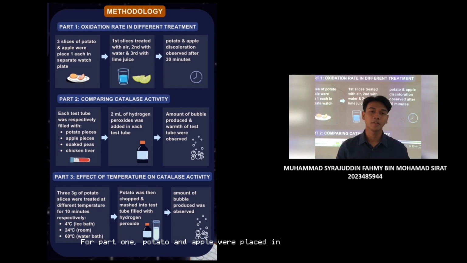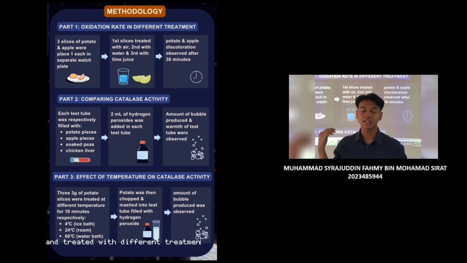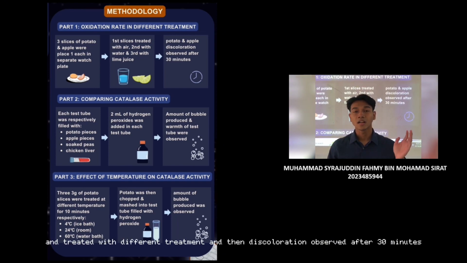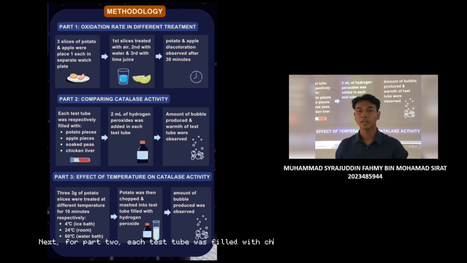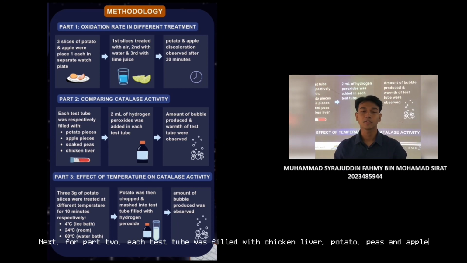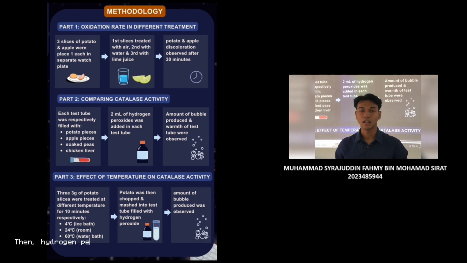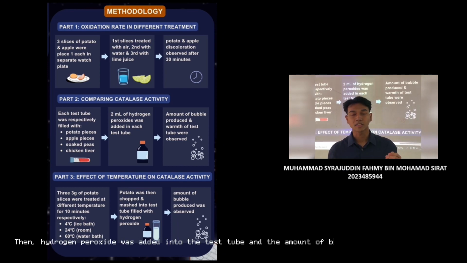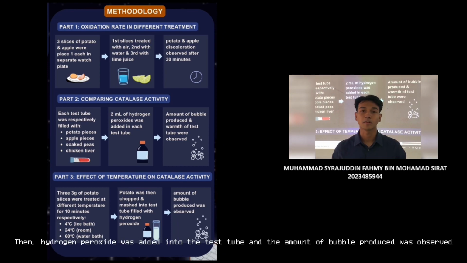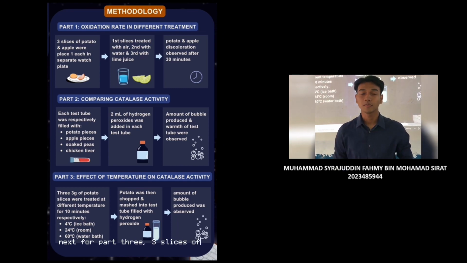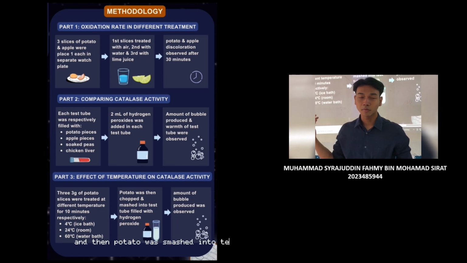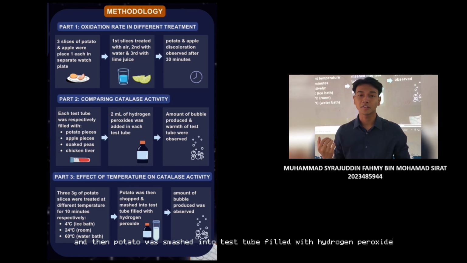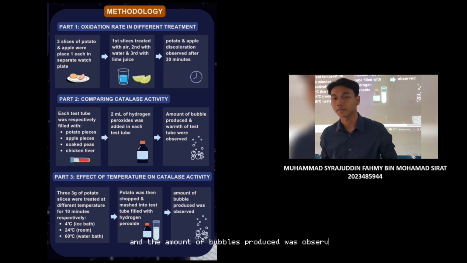Potato and apple were placed into different wash bays, then treated with different treatments, and discoloration was observed after 30 minutes. Next, for part 2, each test tube was filled with chicken liver, potato, soaked peas and apple. Then hydrogen peroxide was added to the test tube and the amount of bubbles produced was observed. Next, for part 3, three slices of potato were treated with different temperatures, then the potato was mashed into a test tube filled with hydrogen peroxide and the amount of bubbles produced was observed.